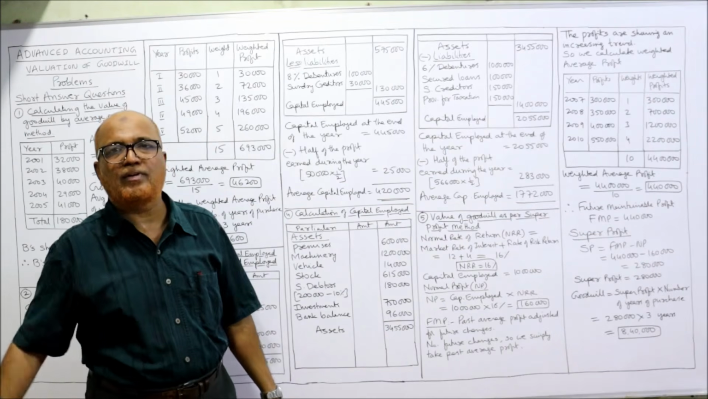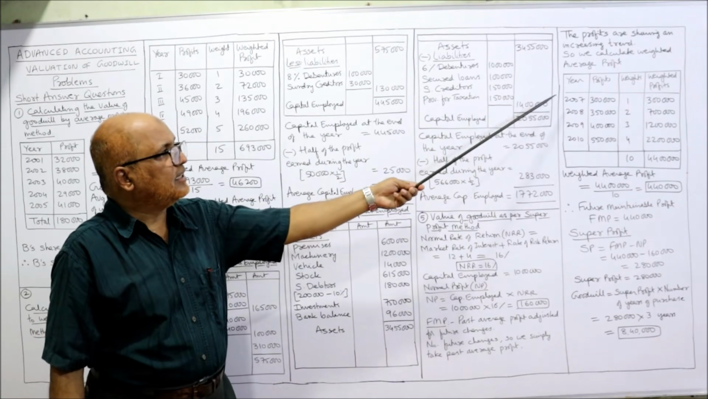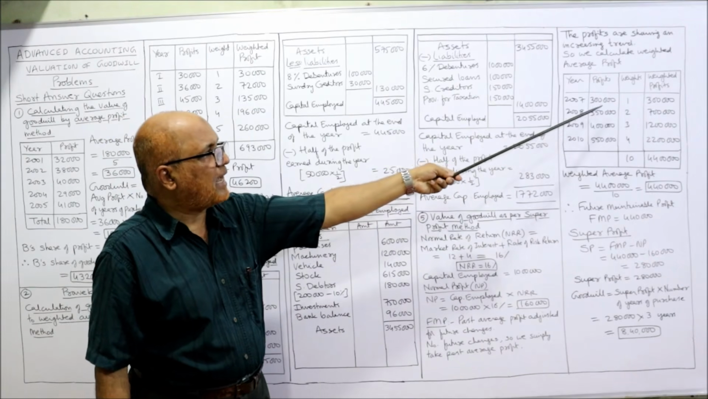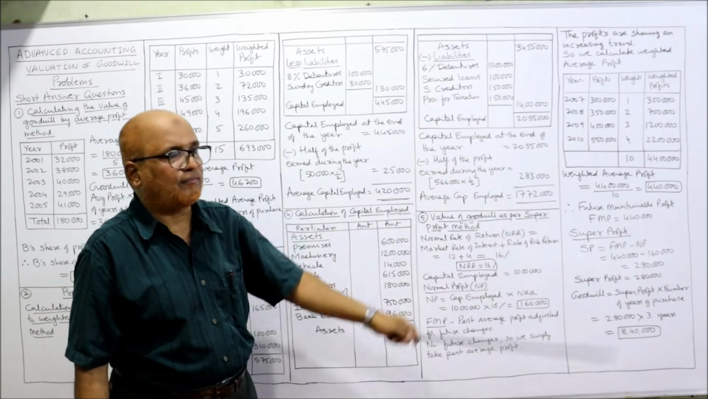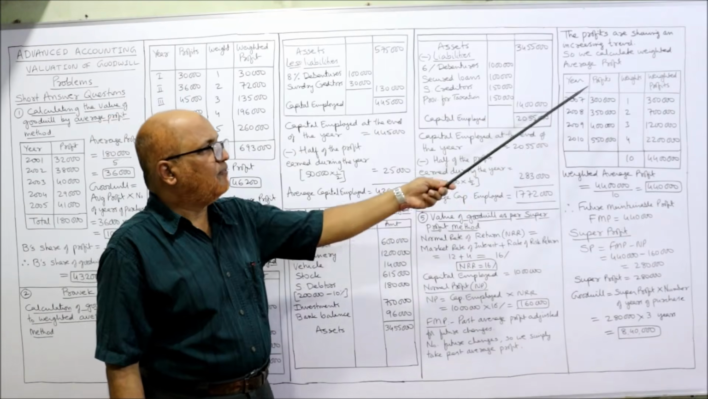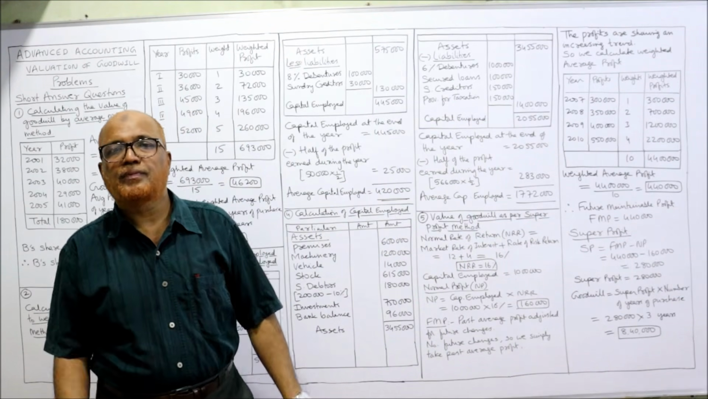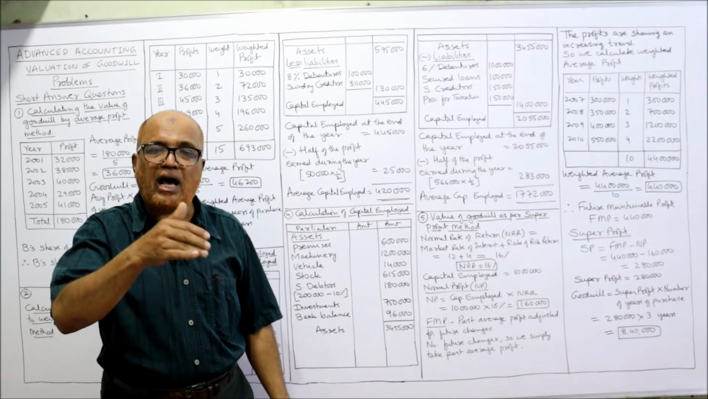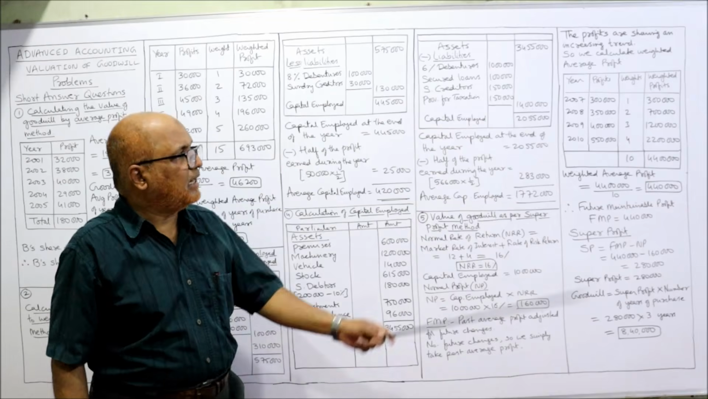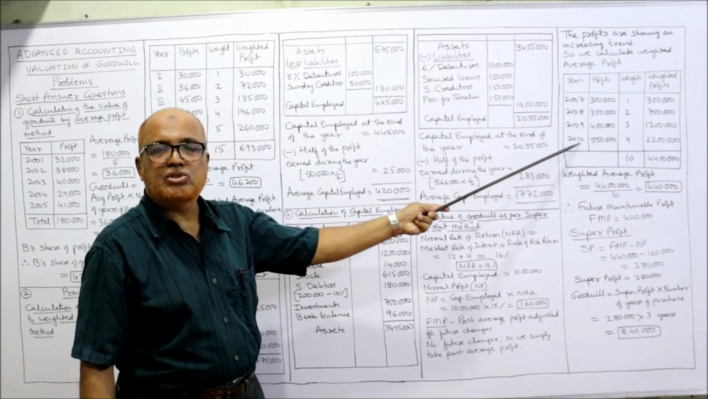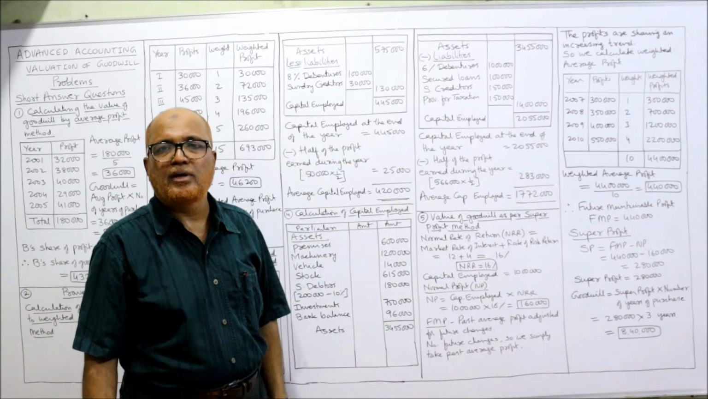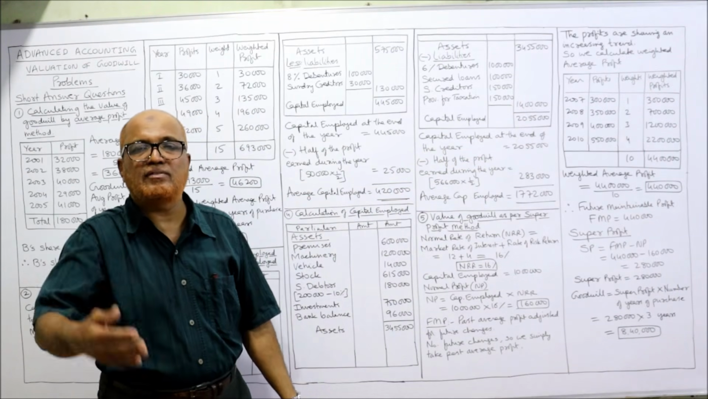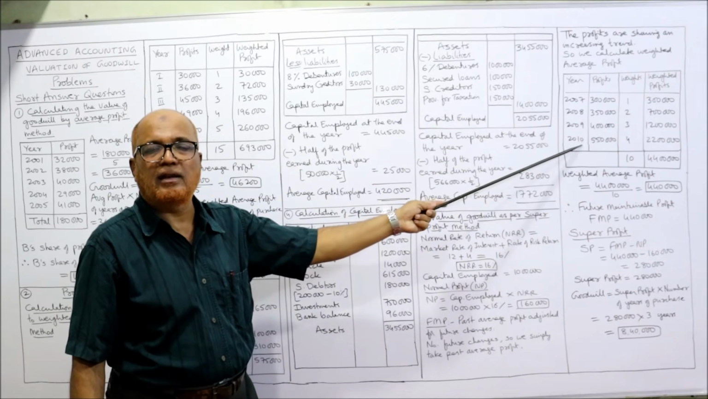Already in the previous problem we have done weighted average. First year 2007, 8, 9, 10. The profits are given 3 lakh, 3,50,000, 4 lakh, 5 lakh 50,000. Then the weights. Weights are not given in the problem. We assign the weights. The highest weight should be given to the last year, latest year. The latest year is 2010. So we'll give the weight 1, 2, 3, 4.